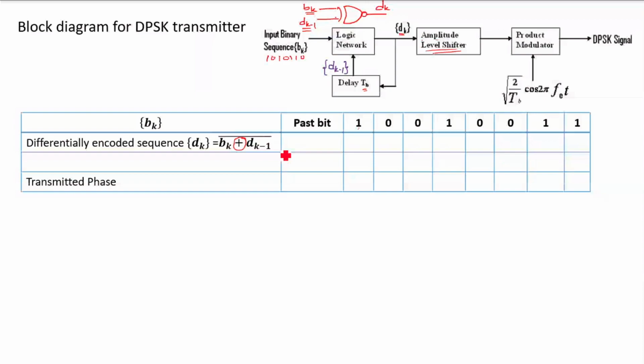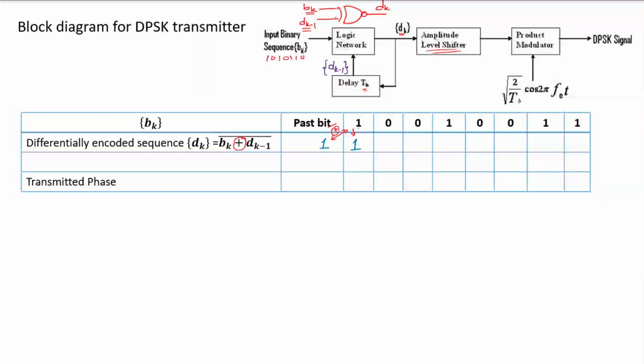If I consider the past output is already 1, for the time being, what will be the present output? 1 XNOR 1 must be 1. Yeah, it must be 1.